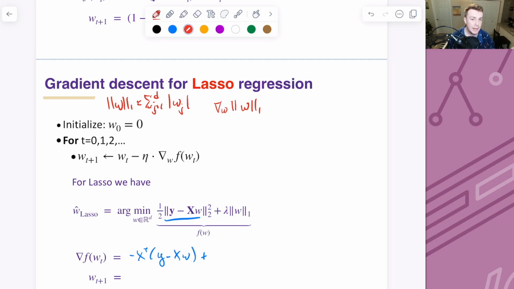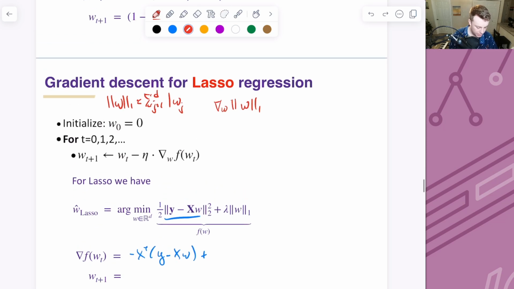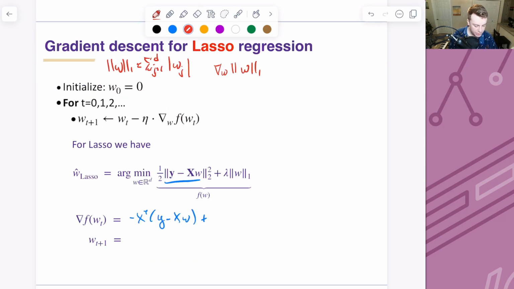And just as a reminder, it's generally useful, especially if it's not obvious how to take a gradient right away, to remember you can always compute it index by index. So let's compute what the ith index of this gradient is, and then we can put it together. So this would be the partial derivative with respect to wi of the sum from j equals 1 to d of the absolute value of wj.